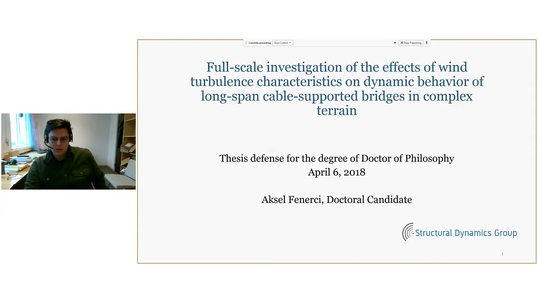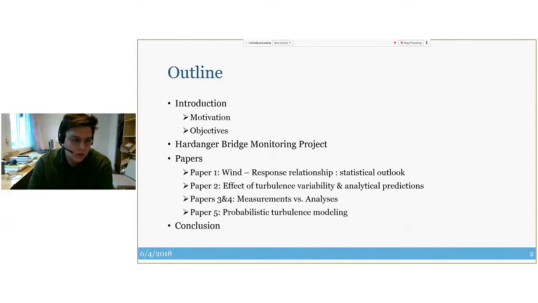I have a long title here, but we're going to look at turbulence effects on long span bridges, in particular the Hardanger Bridge and the full scale measurements there. So here I have an outline. We will start with an introduction. I'll try to explain the motivation of the study and set some objectives.